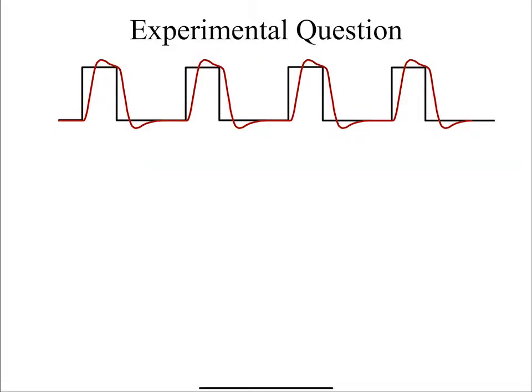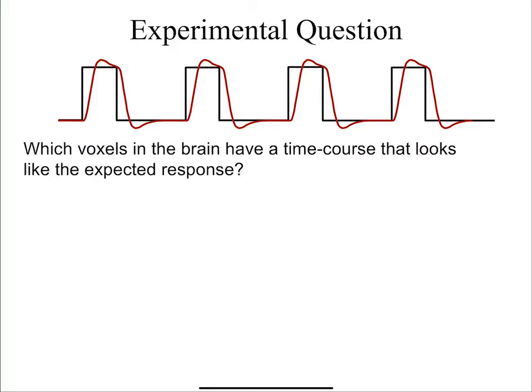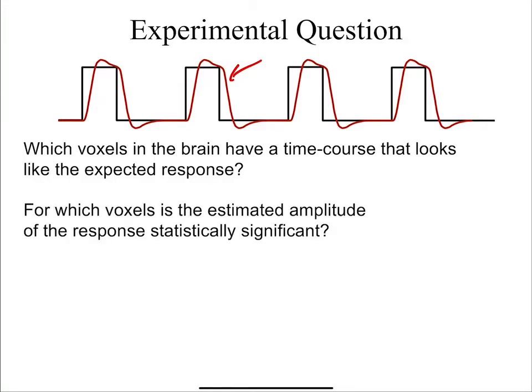So here's a general experimental question you will typically be asking. First of all, which voxels in the brain have a time course that looks like that? That's the expected response to my stimulus. I want to know where there might be voxels showing a BOLD time course that goes up and down like that. But for some of those voxels, it may look very weakly like that. For other voxels, it looks really like that. So I want some way of statistically assessing whether it's significant or not.